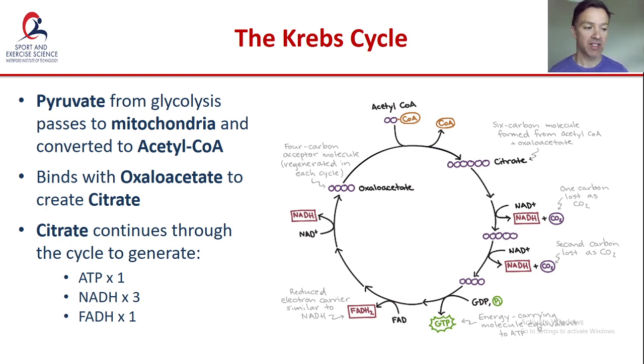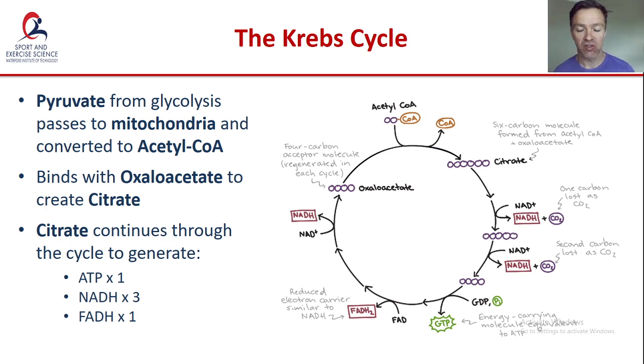So the diagram that we see here and the diagram that you see in all the books only will ever illustrate one turn of the Krebs cycle, but everything happens twice because both pyruvate molecules are oxidized. Both pyruvate molecules produced via glycolysis will enter into the mitochondria and follow through the Krebs cycle.